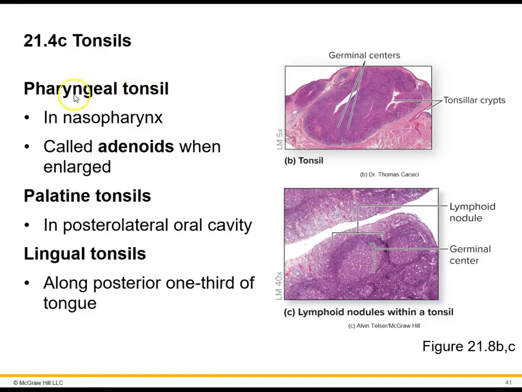The pharyngeal tonsils are located in the nasopharynx, and these are the ones that we call adenoids, especially when they're enlarged. The palatine tonsils are in the posterolateral oral cavity, and these are the guys that you can see when you open your mouth and look back at the back of your throat. Then you have lingual tonsils. These are going to be along the posterior 1/3 of the tongue.